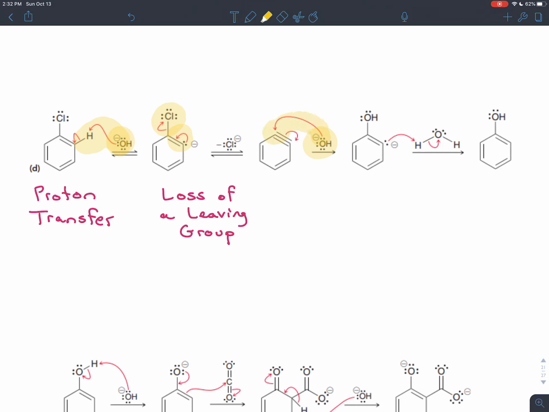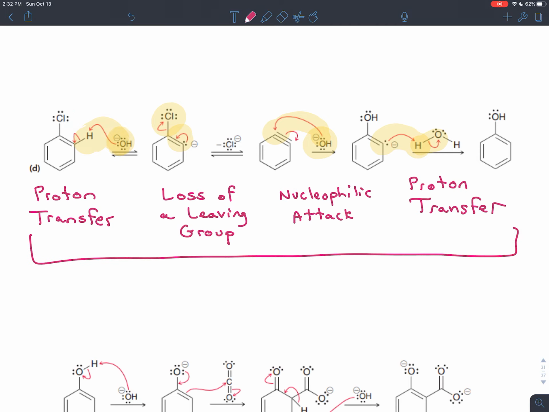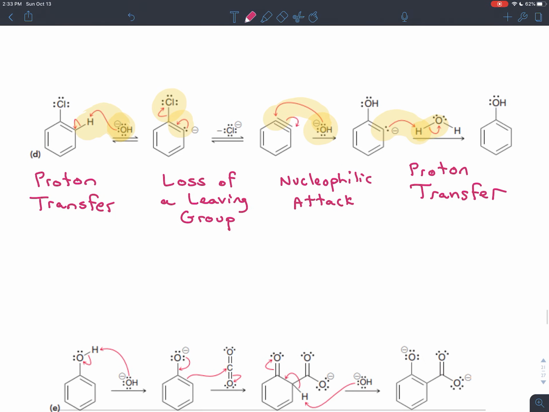In the third step, you have a nucleophile attacking an electrophile, and so that is nucleophilic attack. Finally, you have another nucleophile attacking an electrophile, but the electrophile is a hydrogen, so that is proton transfer. So if this were a reaction that you had to remember, you wouldn't want to start memorizing the curved arrows right away. You would want to learn the curved arrow patterns first: proton transfer, second loss of a leaving group, third nucleophilic attack, fourth proton transfer. And once you have those down, you'll see that the curved arrow patterns are much easier to remember.